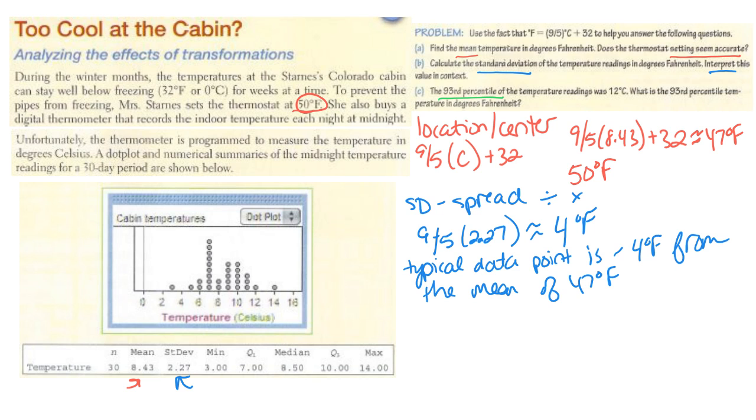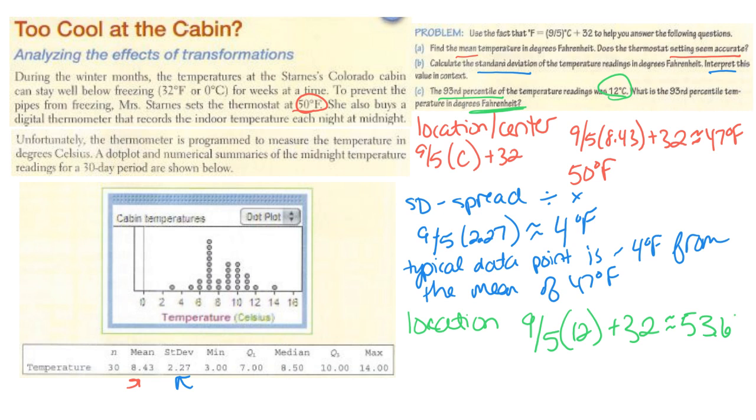And the last question here is asking us about percentile. Okay, percentile, it tells us the 93rd percentile of the temperature readings is at 12 degrees Celsius. What is the 93rd percentile temperature in Fahrenheit? Well, again, percentile is a form of location. Therefore, both the multiplication and the addition constants are going to impact this. So I'm going to apply both of them to determine our 93rd percentile. The answer is approximately 53.6 degrees Fahrenheit.